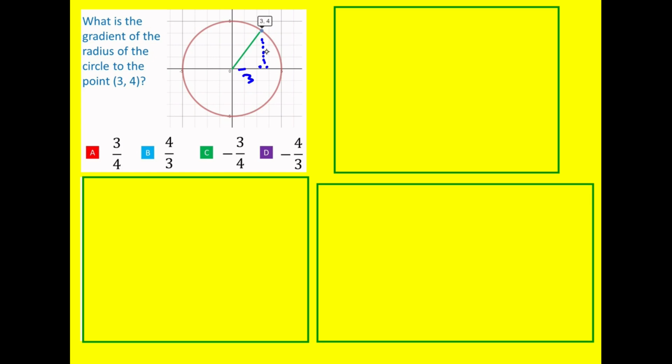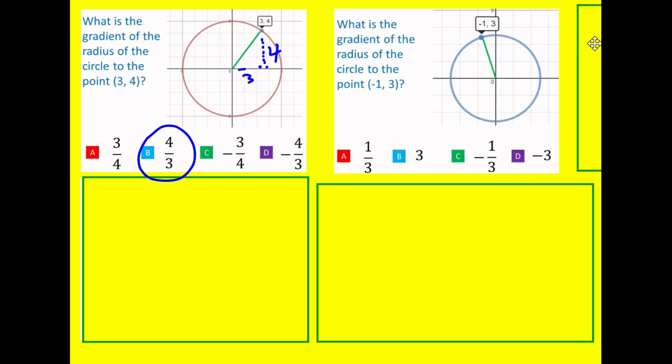Well, I'm going along 3, I'm going up 4. It's going to be 4 over 3. What's the gradient of the radius to this point? In this case, I'm going back -1 and up 3. So it's going to be 3 over -1, which is -3. You might have done it by considering this is -3 and this is +1. If you're moving along in the right direction, that's okay as well. If you're thinking about the movement from this point, you get the same thing.